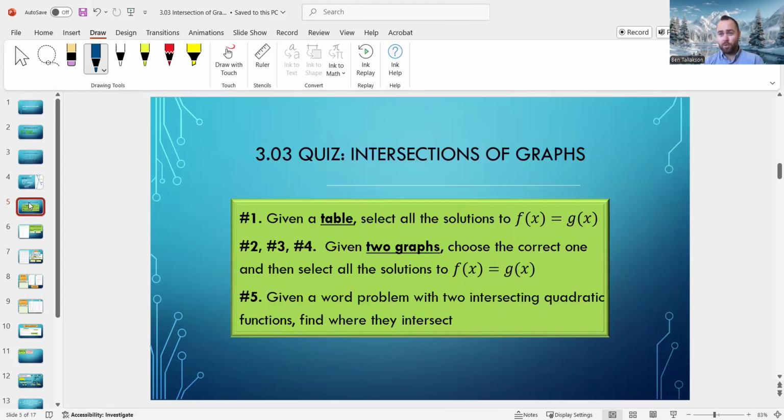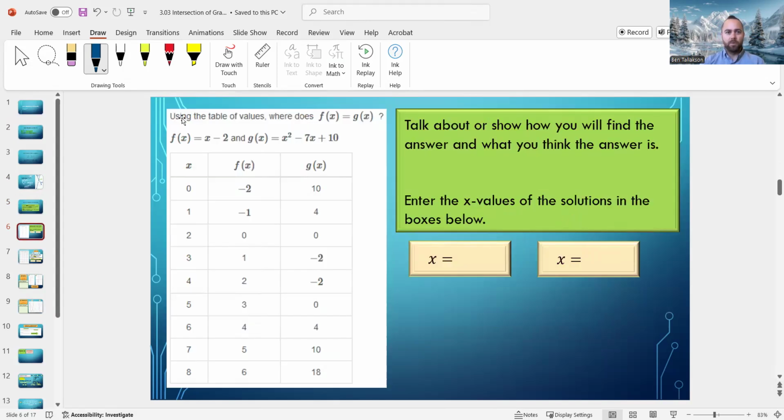Well, why don't we get you prepared for the 3.03 quiz? Here's a little review of what it's all about. But for now, we're just going to take it one step at a time. We're going to focus on number one. Given a table, select all the solutions to f of x equals g of x. And that's exactly what we're going to do.